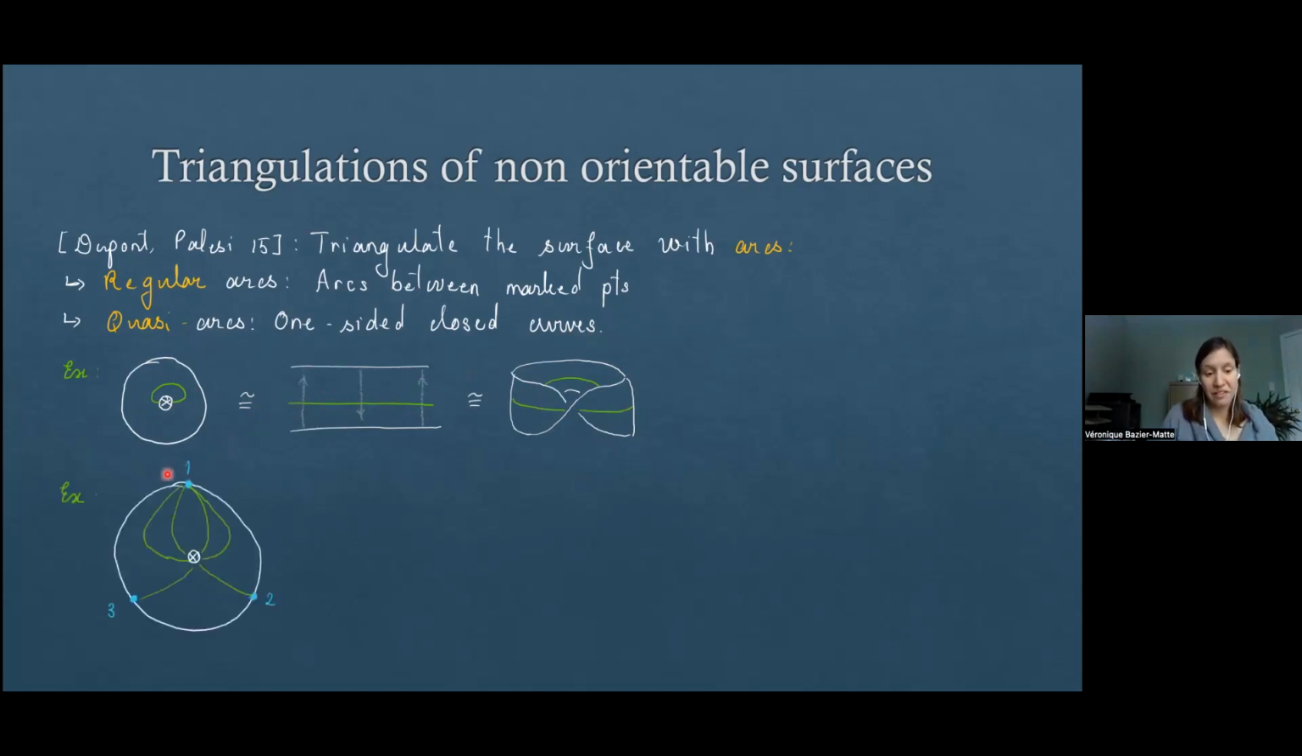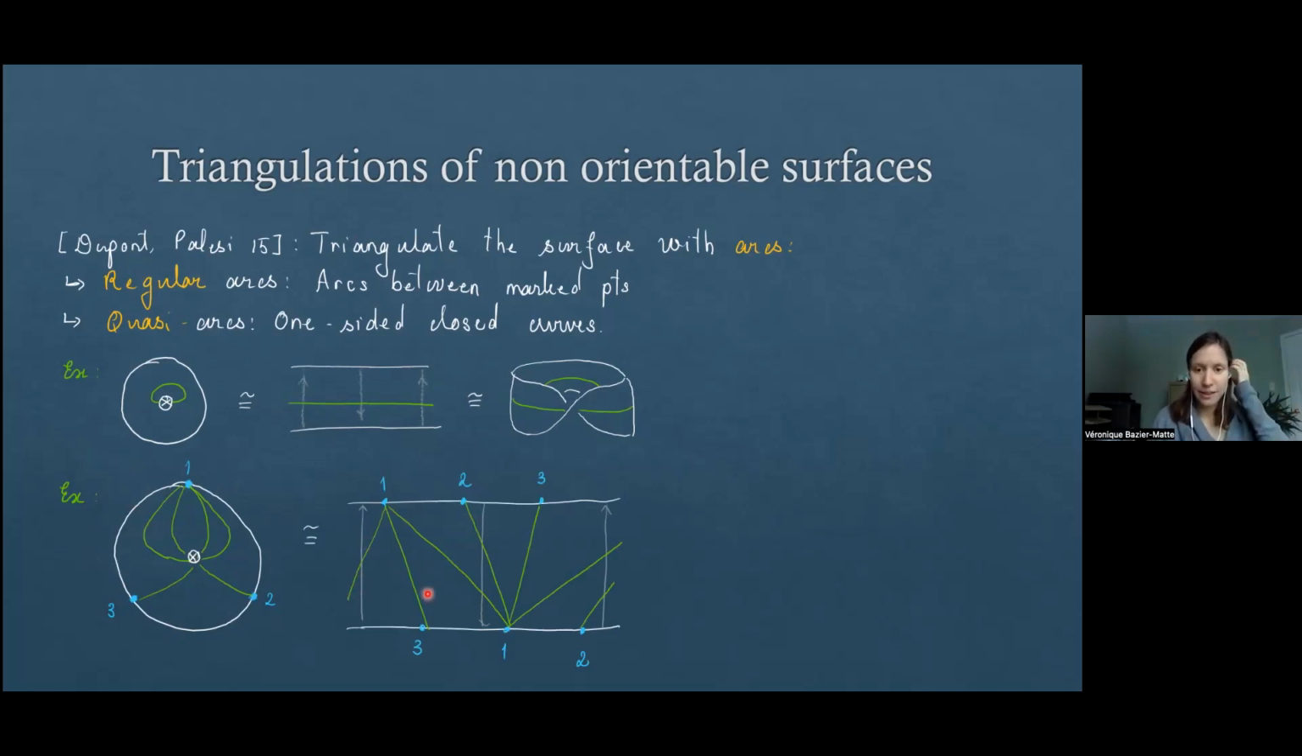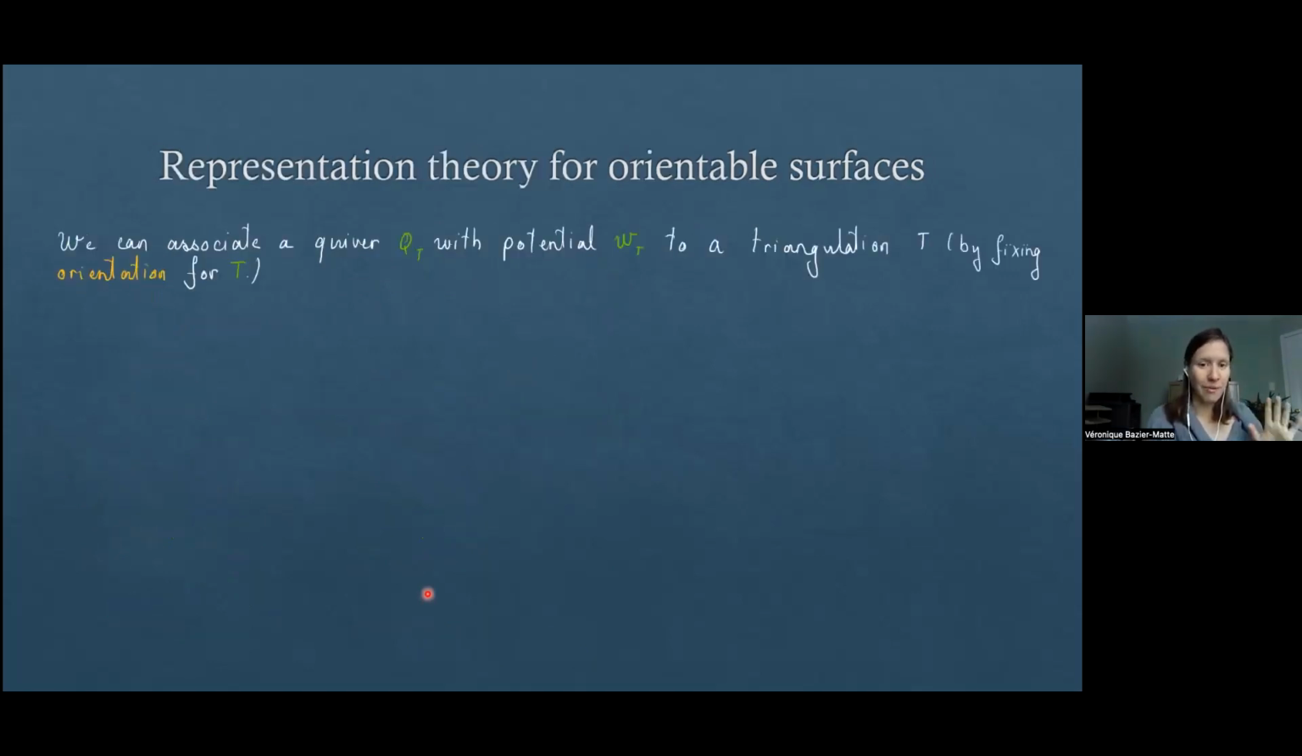Here is another example of a triangulation. It is not obvious like that that it is a triangulation of the Möbius strip, but if I draw it on the cover, I do see actually triangles. So it makes sense to call that a triangulation. That's it for the brief introduction about non-orientable surfaces.